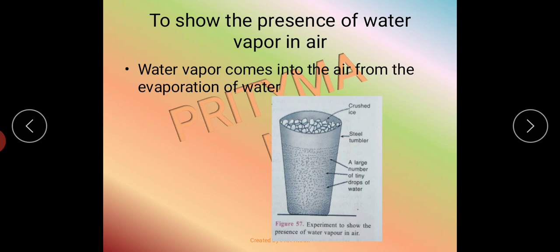We will take a steel tumbler and put some crushed ice into it. And we are going to wipe this tumbler with a clean dry cloth, so as to make the outer surface completely dry. Allow the ice containing tumbler to stand undisturbed for about 5 minutes. A large number of tiny drops of water are found on the outer surface of the steel tumbler.